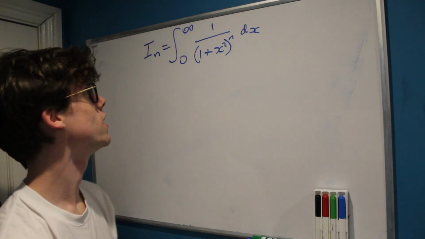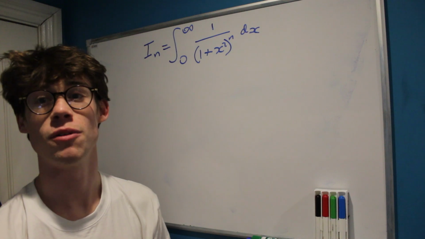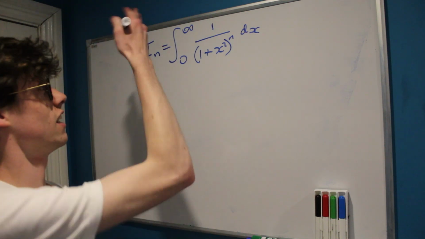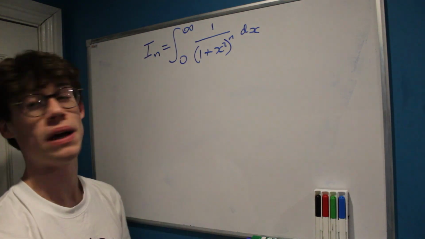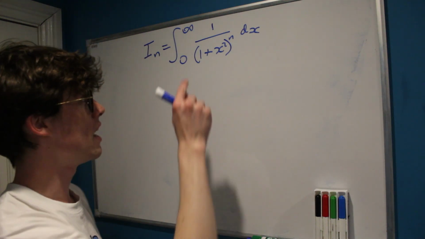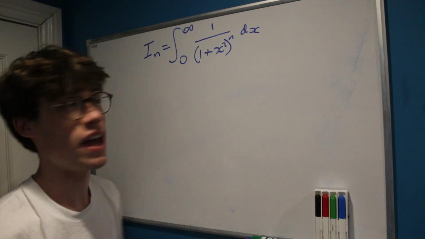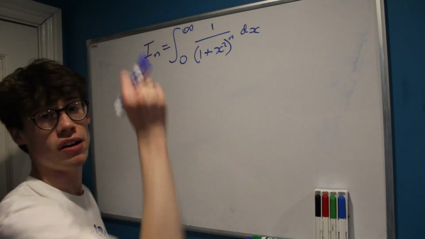Today we're going to be looking at a really interesting integral that involves some recursion. And it's the integral from 0 to infinity of 1 over (1 plus x squared) all to the power of n dx. Now of course our answer is going to have to be in terms of n, and I've defined our integral as I of n.